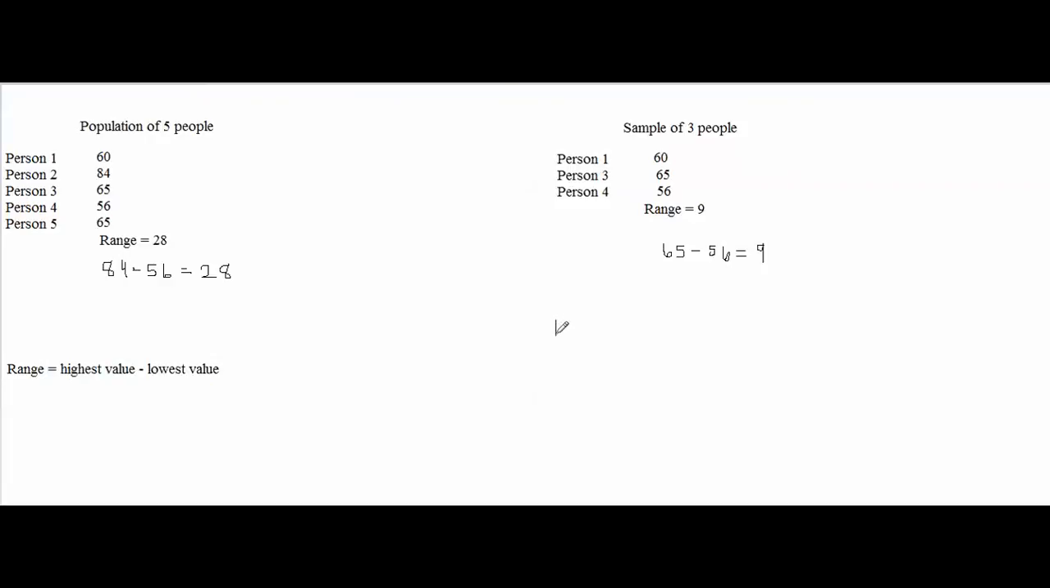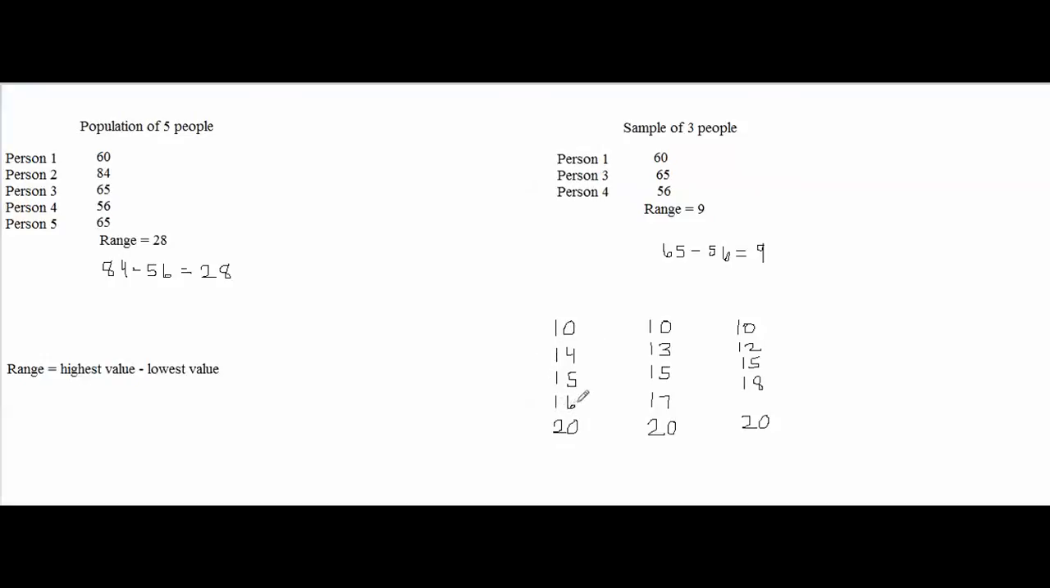Let's compare the ranges of these 3 sets of numbers. These sets of numbers might look a little bit strange, but I'm just using these numbers to make a point. Let's think about which set of numbers has the lowest dispersion and which has the highest dispersion. Well, these 3 numbers are close together.